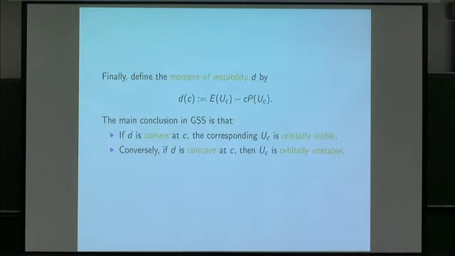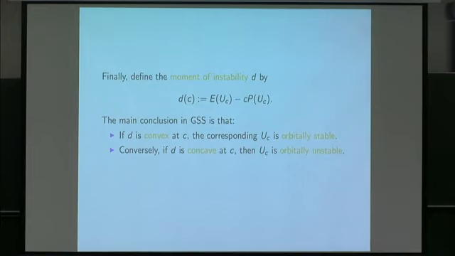So if you happen to find yourself in that situation, the main idea from this paper is that there's this scalar quantity called the moment of instability, which is just: you take a given wave speed and you evaluate the augmented Hamiltonian for that wave speed along your family. And if D is convex at c, then U_c is orbitally stable. And if it's concave, then U_c is orbitally unstable. So this is a really powerful statement.